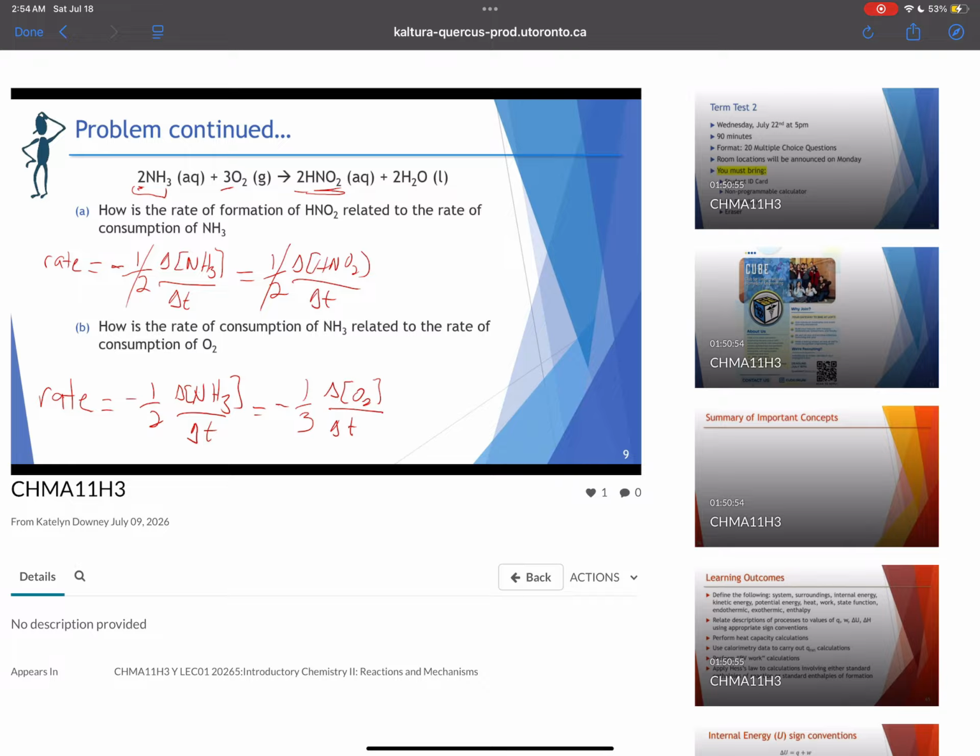Now I want to figure out how the rate of consumption of this guy relates to that of oxygen. So I want to get my delta NH3 over delta time alone on one side of this equation. So how do I do that? Well, I'm going to multiply this whole thing by 2, right?